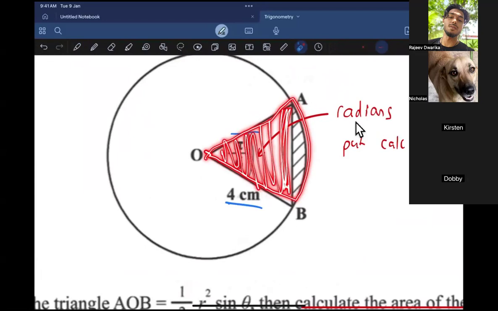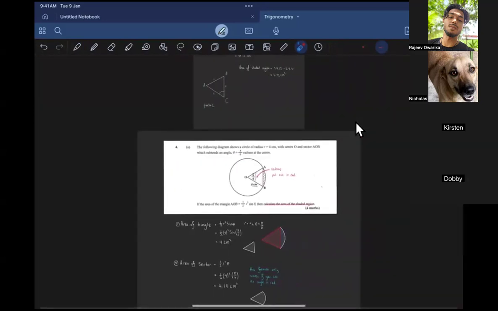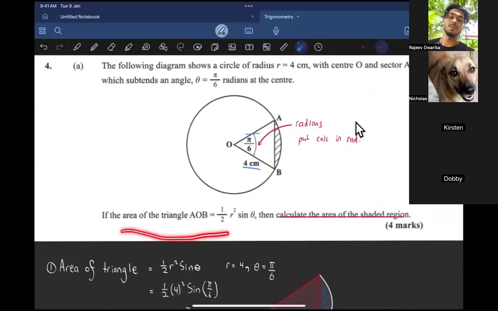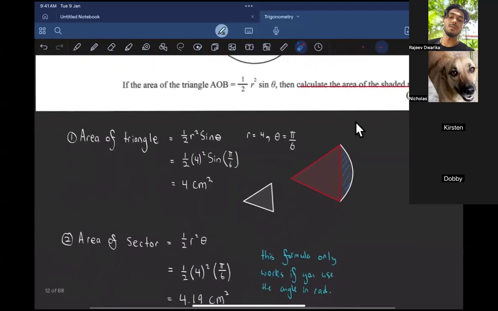You'd be left with the shaded region, right? So that's how we do it. You find the area of the triangle. In the question, they told you that the area of the triangle is a half r squared sine theta. Your radius is 4, your angle is pi over 6. Since it's pi over 6 in radians, you have to put your calculator in radians. So you put a half by 4 squared sine pi over 6. You should get 4 centimeters squared.